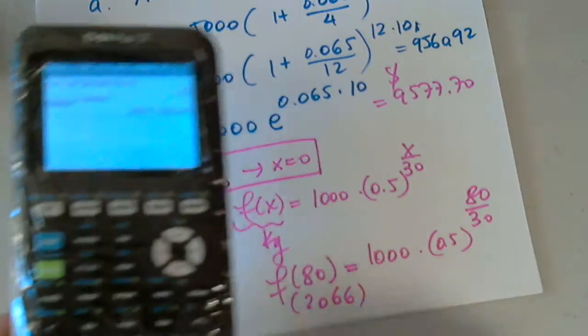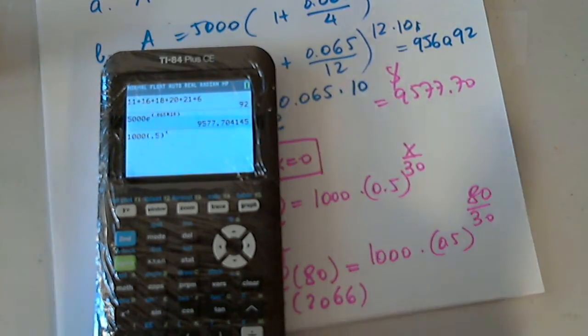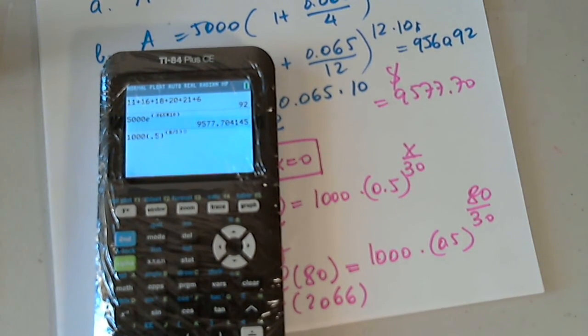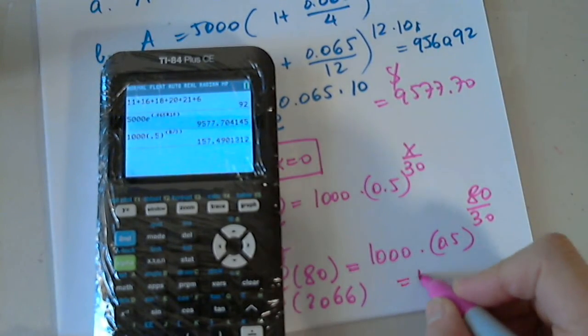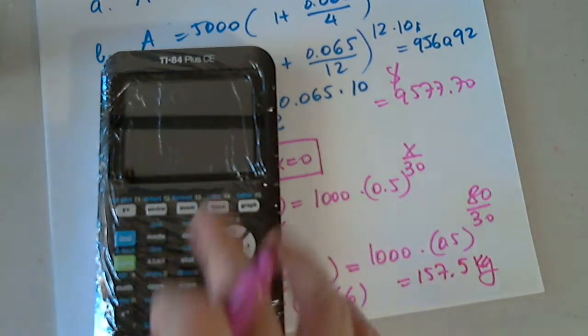I just plug it into the calculator. Be very careful how you put it in. So 1,000 parentheses 0.5 caret, and I put the exponent in parentheses. I simplify by 10, so I write 80 divided by 30, which is 8 divided by 3. And the answer is 157.5 kilograms still in the atmosphere.